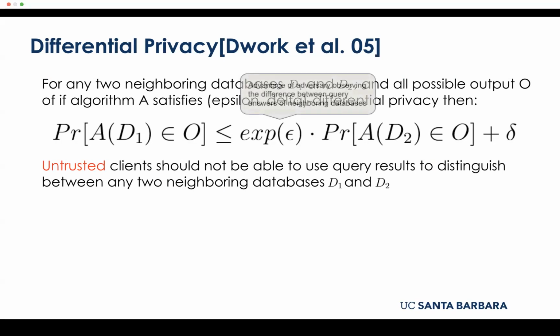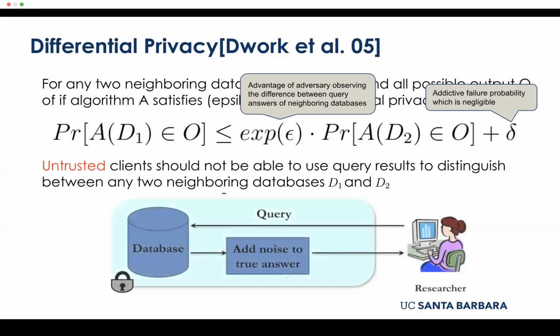Here, epsilon is the advantage of an adversary observing the difference between the query answers of neighboring databases. And delta is an additive failure probability, which is negligible. It ensures that untrusted clients should not be able to use the query results to distinguish between any two neighboring databases, D1 and D2.